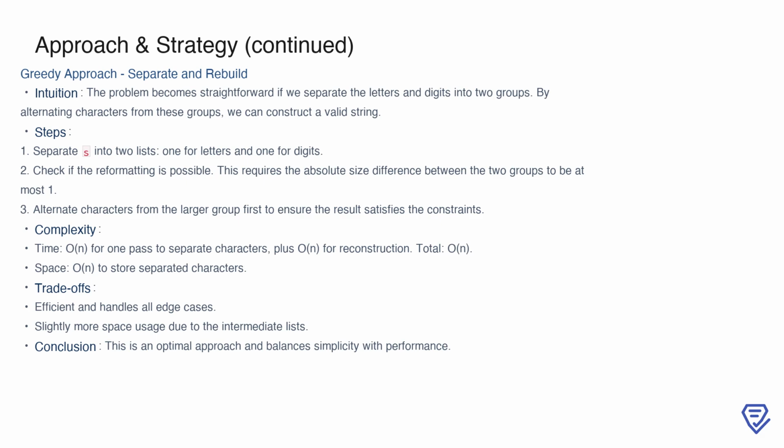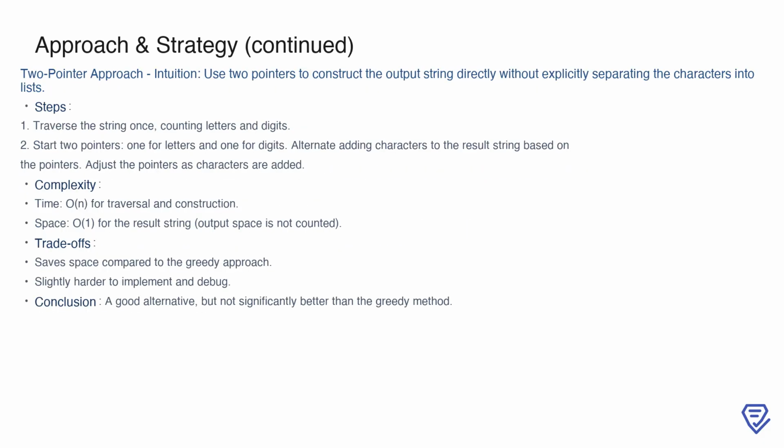This method achieves linear time complexity, O(n), as it involves a single pass to separate the characters and another to reconstruct the string. The space complexity is also O(n), to store the separated characters. While this approach uses additional space for the intermediate lists, it is highly efficient, handles all edge cases, and is easy to implement, making it an optimal solution for this problem. Another possible solution is the two-pointer approach, which avoids explicitly separating the characters into lists.